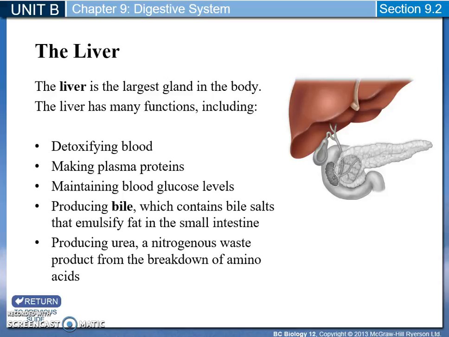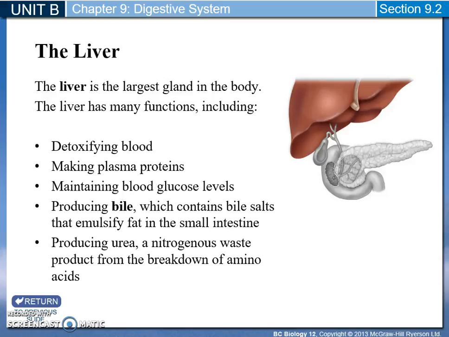So the liver, it's the largest gland in the body, and it has many functions actually. It detoxifies the blood. It works in making plasma proteins. It maintains blood glucose levels. It produces bile, which contains bile salts, which emulsify fat in the small intestine.